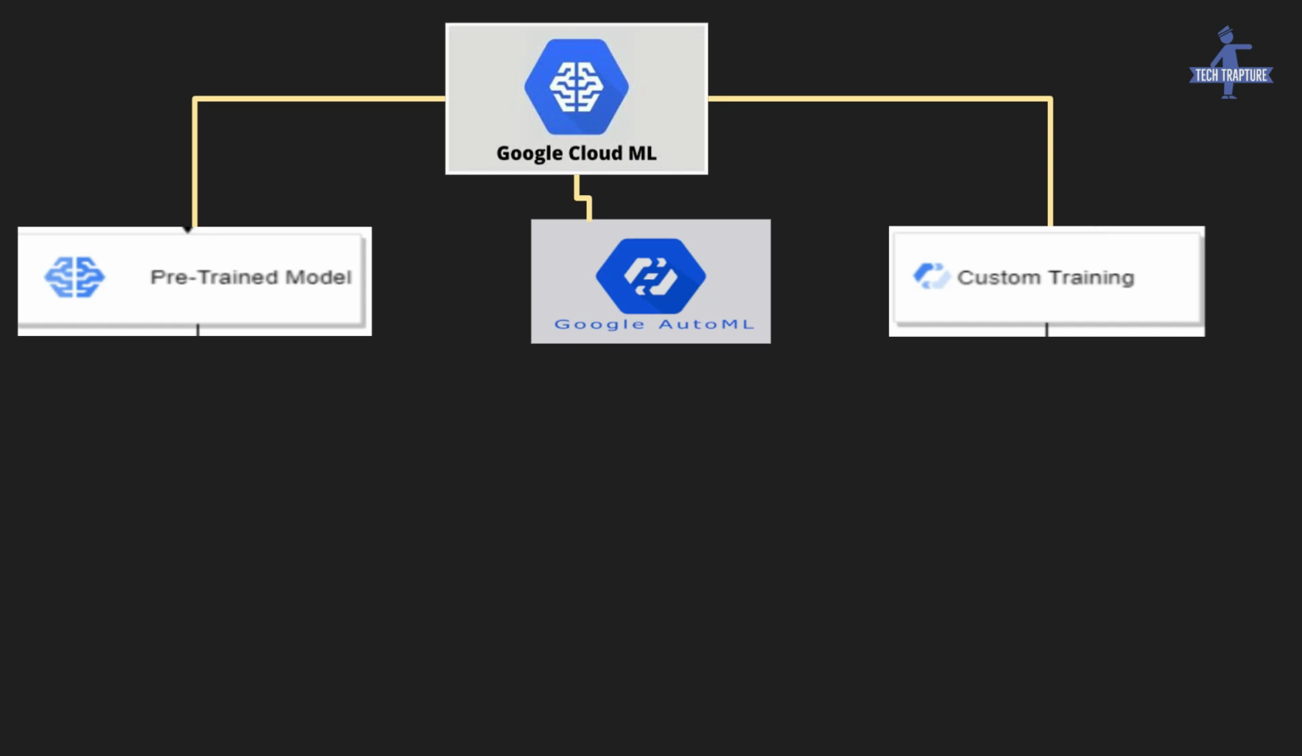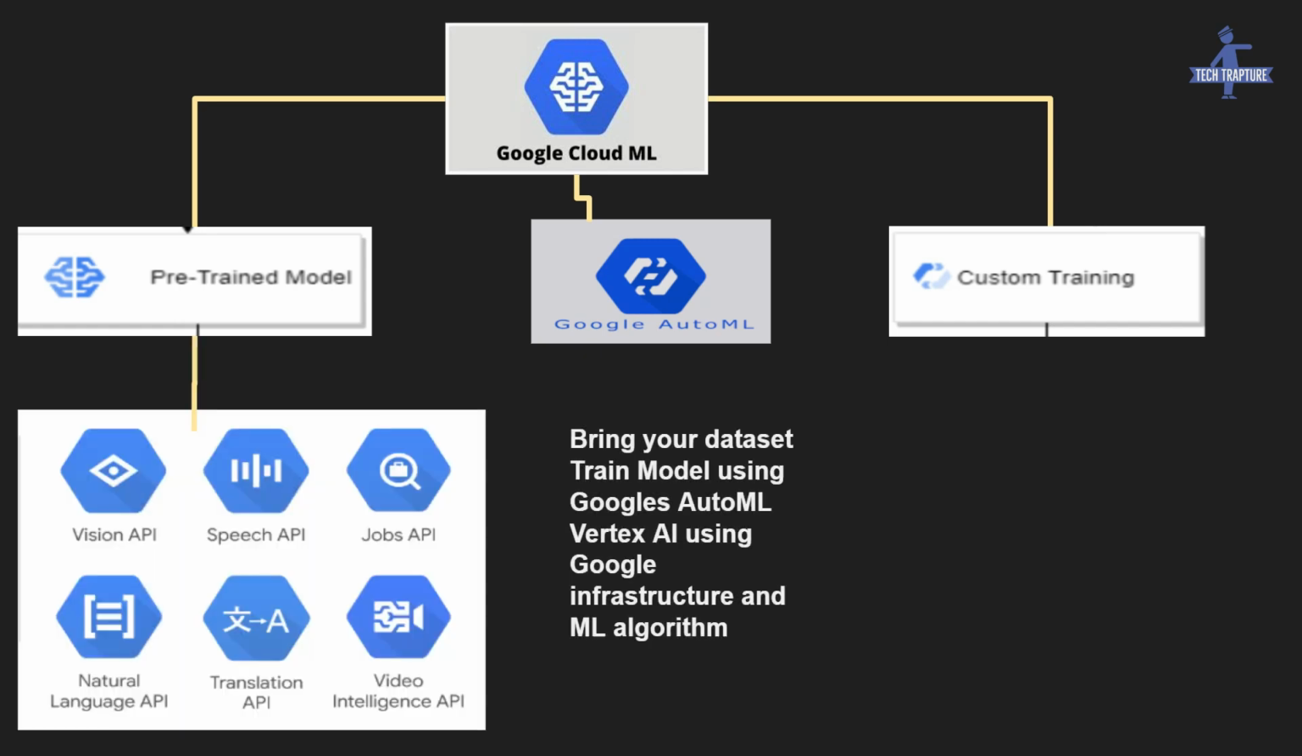whenever we have a very generic use case. So just see the example of a pre-trained model here. We have the Vision API, which is used to detect the details inside an image. So just take an example.